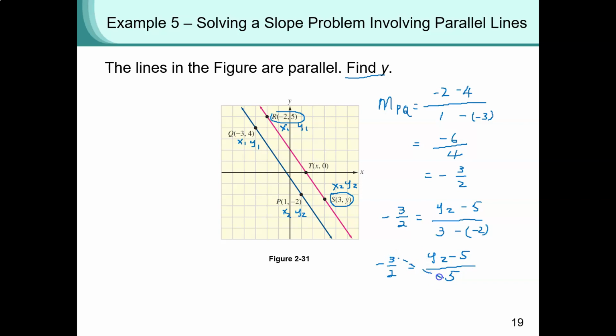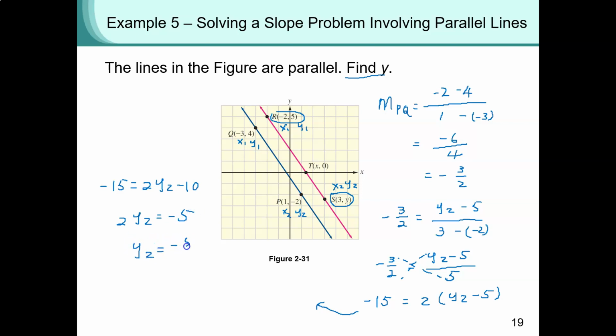Now we can butterfly multiply when you have a fraction equal to another fraction. So negative 3 times 5, I will get negative 15, is equal to 2 times y2 minus 5. So I'm going to bring it here. Now I have negative 15 equal to 2y2 minus 10. So 2y2 is equal to negative 5. That means y2 is negative 5 over 2. So we just label y as y2. So this is y. The y value is negative 5 over 2.